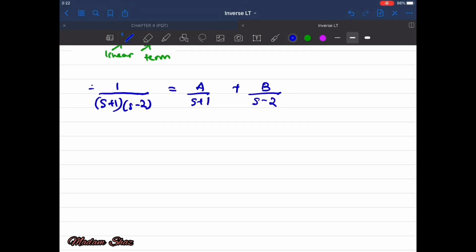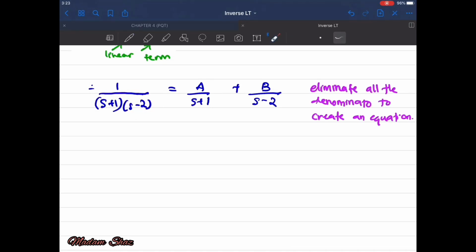After you have written in terms of partial fractions, now you have to find the values of the constants A and B. In order to find them, you have to eliminate all the denominators. How to eliminate all the denominators? You have to cross multiply. Always remember, when we want to eliminate all the denominators, on the left hand side we write everything that you have at the upper side. So the left hand side will become 1, equal to, for the right hand side, A over (s + 1) plus B over (s − 2). We want to eliminate the denominator here.